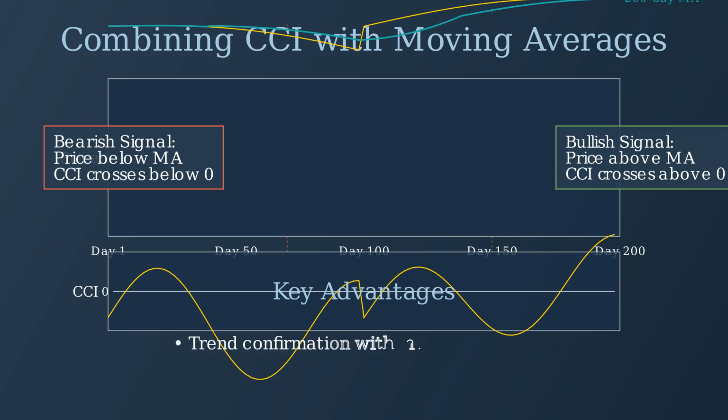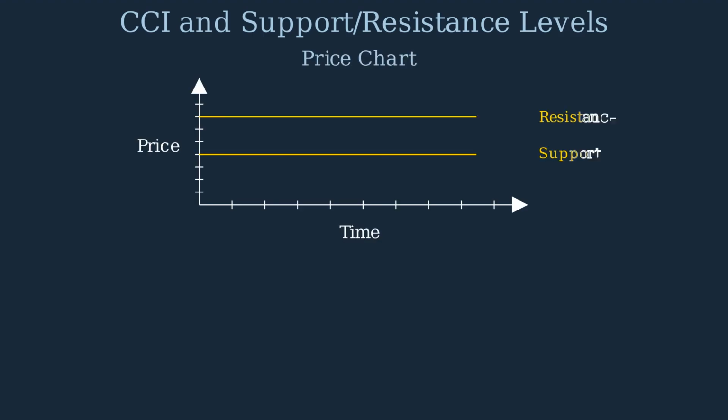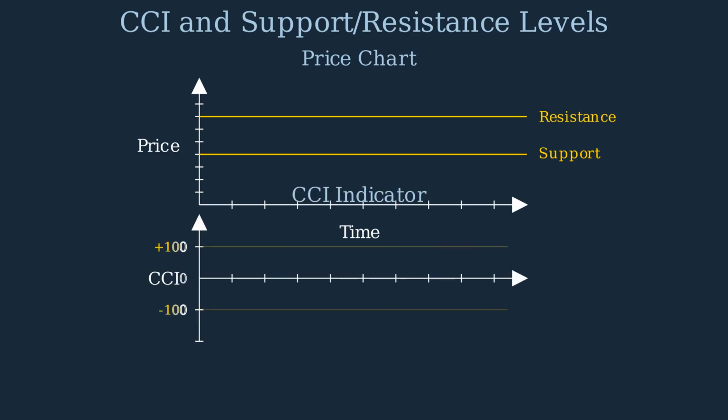This combined approach offers several key advantages for traders. By using the moving average to confirm the overall trend and CCI for timing, traders can reduce false signals and improve their trading decisions. The commodity channel index can be particularly useful when analyzing support and resistance levels. Support and resistance levels are key price areas where the market has historically reversed. When price breaks through these levels, CCI can help confirm the strength of the breakout. The CCI oscillator typically ranges between plus and minus 100, with readings outside this range indicating extreme conditions.